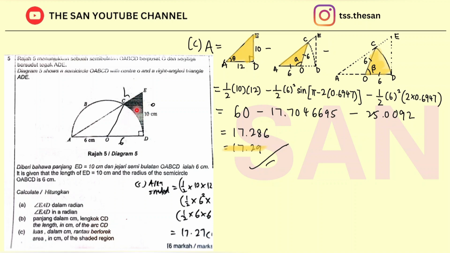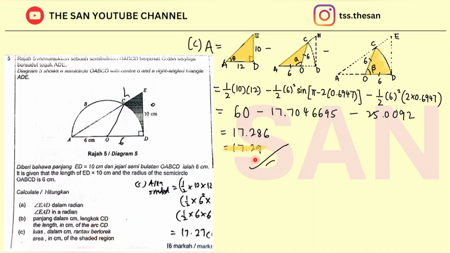So to find this area, very easy. We just have to take the area of this huge triangle minus the area of this small triangle minus the area of this sector. So I already labeled all the information. So to know the area of this small triangle, we need this angle A. Just now we already found out what A is, right? And also we need to know the area of this sector. So we just use beta. Just now we already calculated this. So substitute all the information into the equation, and then you will get the area of the shaded region, which is 17.29.